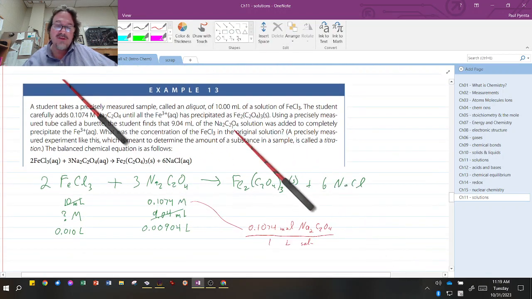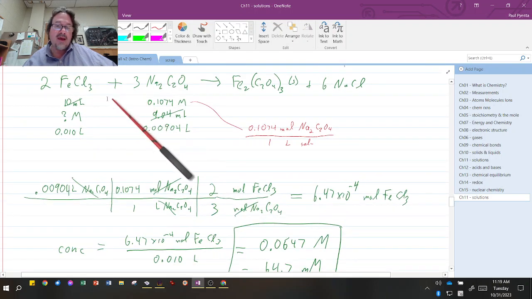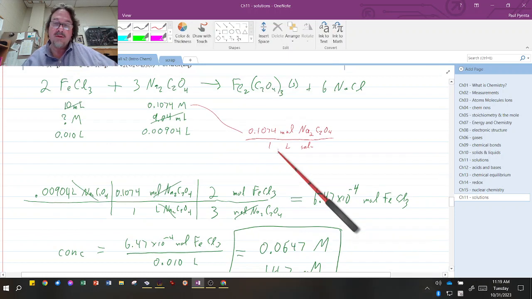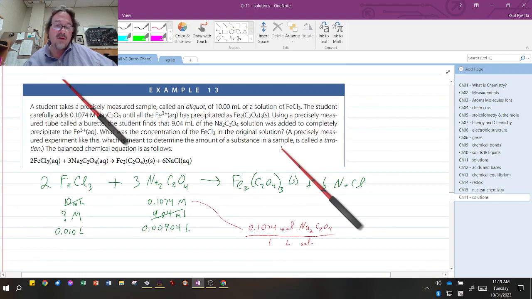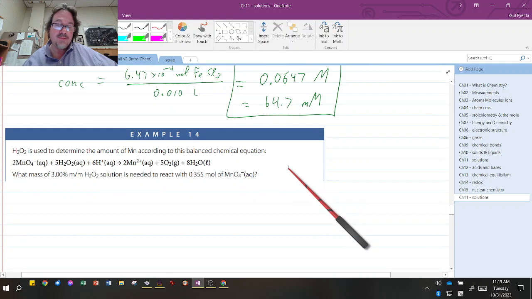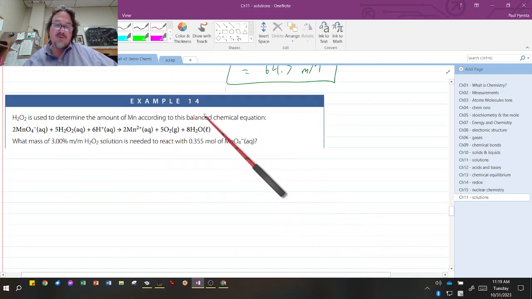Alright, so this is a longer problem. They're asking me for the initial concentration here. And we figured out the moles. They told us the volume. We divide. We get the initial concentration. So hopefully you can see it's an application of everything that we've been doing in many chapters, kind of all coming together now to do that sort of a calculation. Let's try 14. It's going to be the same kind of thing.